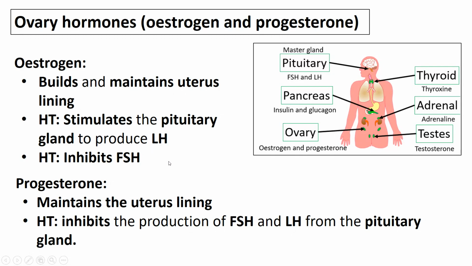You've also got progesterone released by the ovaries, and they help to maintain the uterus lining, so it keeps it ready for an embryo to implant if you do become pregnant. So again, when you've got high levels of progesterone, it inhibits the production of FSH and LH from the pituitary gland. So you get that inhibition or the slowing down of production of FSH and LH so that the pituitary gland isn't producing those hormones and isn't maturing and releasing eggs.